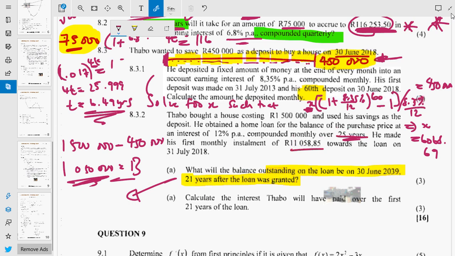Now there are two ways you can do this. You can either use the prospective method or the retrospective method. I'm going to use the retro, but the prospective is perfectly fine. So the outstanding balance after 21 years will be given by the loan amount accumulated at an interest rate of 12% per annum compounded monthly over 21 years. Now this is monthly, so this must also be in months, minus all future payments.